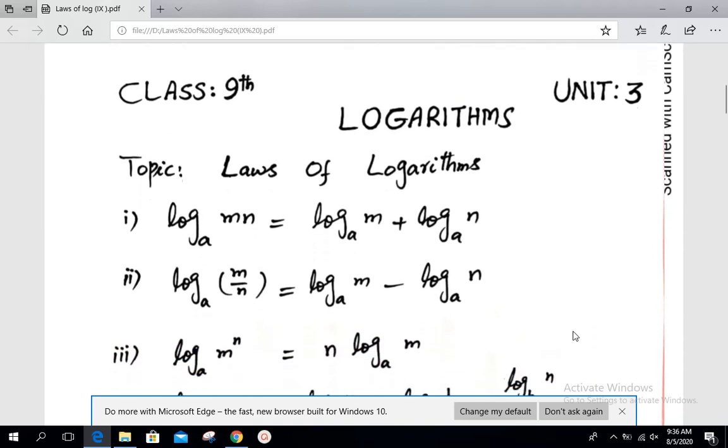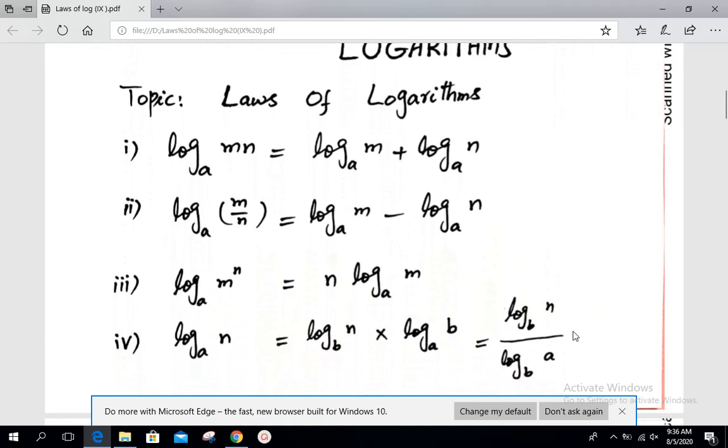Now what is the third law? It is log m power n base a is equal to n log m base a. Viewers, this power n becomes first of all in the start. The next is log m with base a. Fourth law I am talking about. Log of n with base b multiplied by log of b with base a, which is equal to log of n with base b whole divided by log of a with base b.